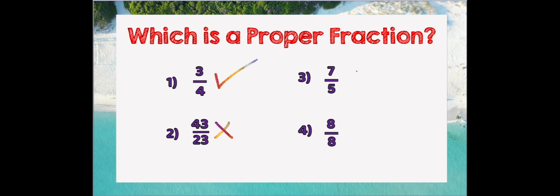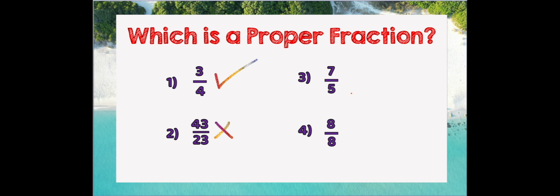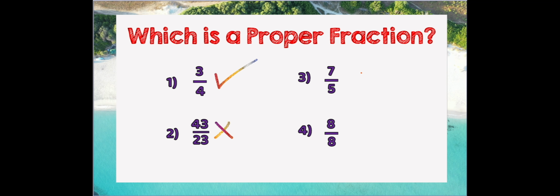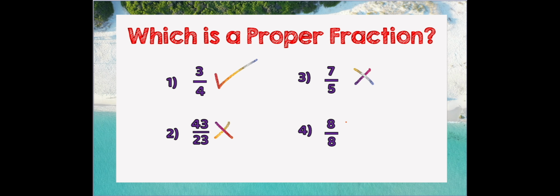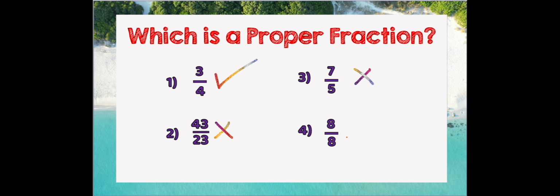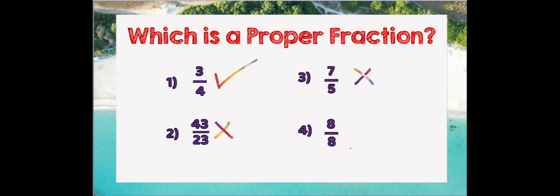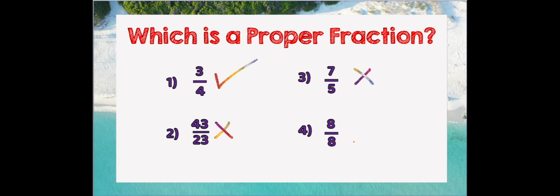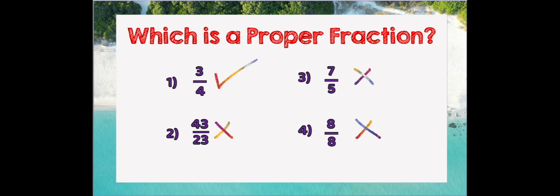In question number 3, we have 7/5. Again, the 7 is bigger than 5 because the top number is bigger than the bottom number, so this is not a proper fraction. And lastly, we have in example number 4, 8/8. Now here the top number, the numerator, is exactly the same as the denominator. This would make 8 pieces out of 8, which is 1 whole, it's actually considered improper. So this is not a proper fraction.